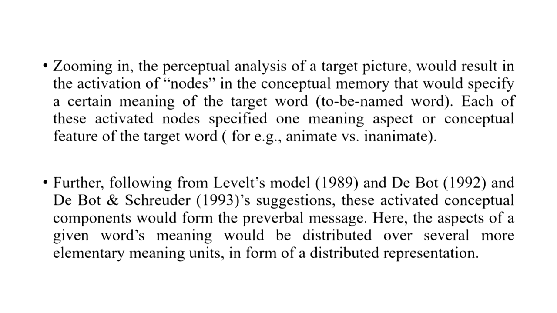Now, if you go back towards Levelt's model and some of the suggestions that De Bot and Schreuder made, these activated conceptual components would form the pre-verbal message. In the pre-verbal message, you have not exactly selected the specific word associated with that picture; you will have selected a sense of that picture, in some way a number of words that combine together to describe it. So, a furry animal, four legs, having a snout, has a tail, canine, barks, lives in a kennel, you may like the animal or not, and a bunch of these things get activated.